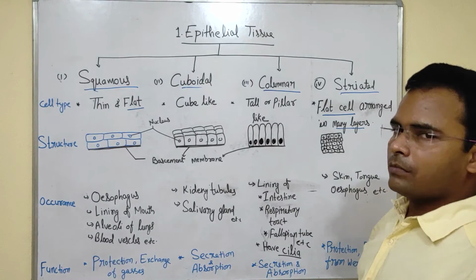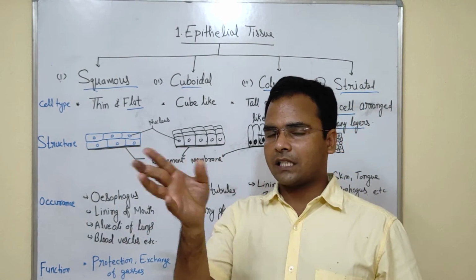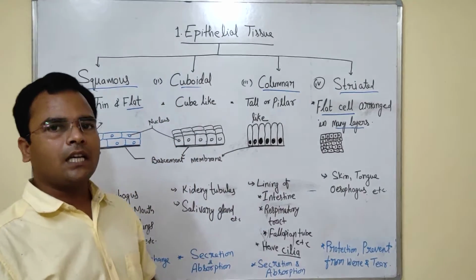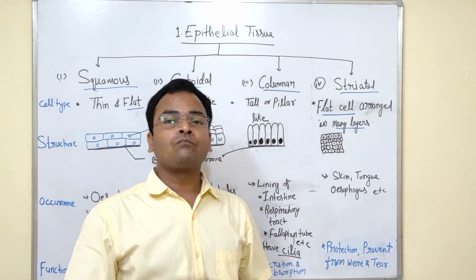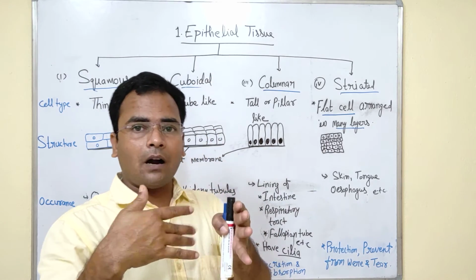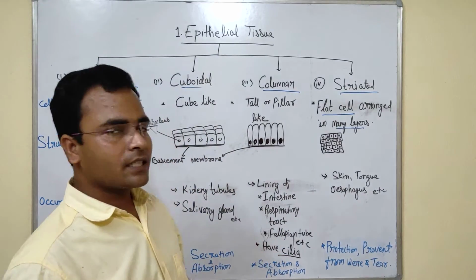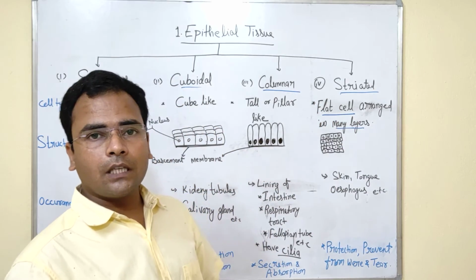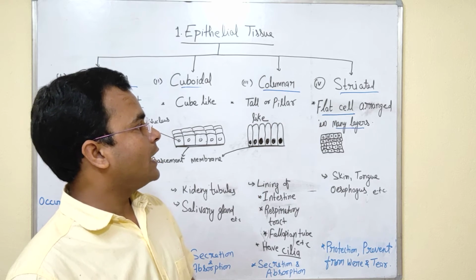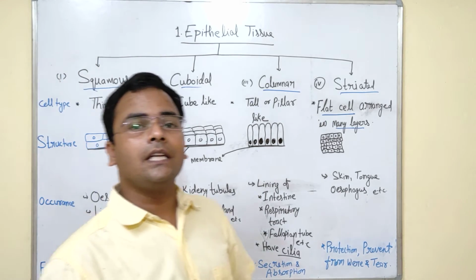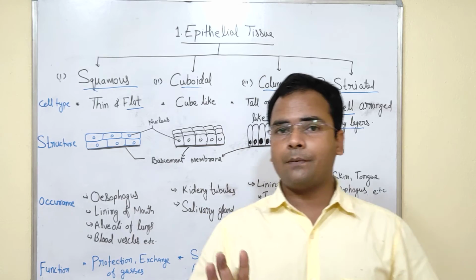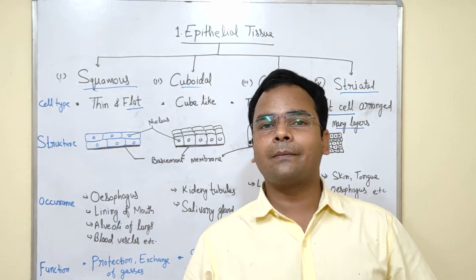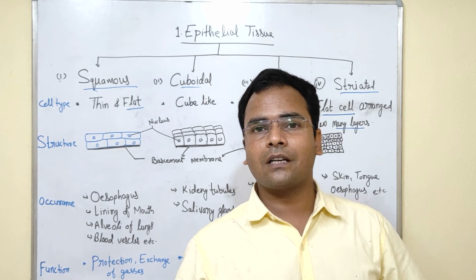The third one is the columnar. Again, it is doing the brooming action. It will always be present in the inner lining of intestine, respiratory tract, fallopian tube, where the sensory part is required. Its function is secretion and absorption. Again, the fourth one is the striated epithelial tissue, which is made up of flat cells arranged in many layers. So these are the four types of the epithelial tissue. Now we will come to the second type, the connective tissue.